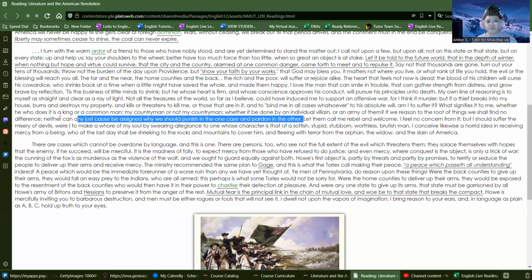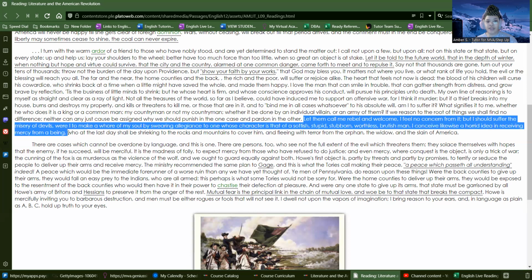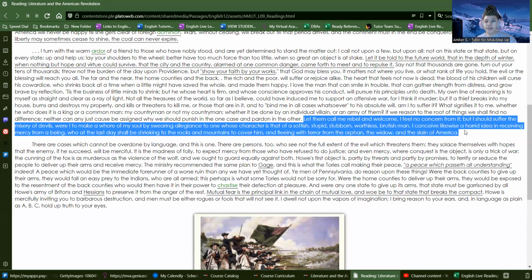But should I suffer the misery of devils, were I to make a whore of my soul by swearing allegiance to one whose character is that of a softish, stupid, stubborn, worthless, brutish man, I conceive likewise a horrid idea in receiving mercy from a being who at the last day shall be shrieking to the rocks and mountains to cover him, and fleeing with terror from the orphan, the widow, and the slain of America. So wow, that's a lot that he's saying there, right?